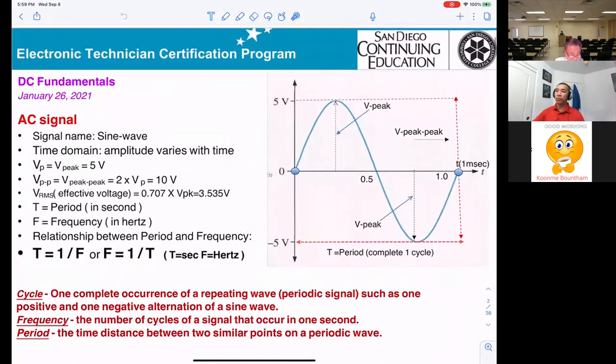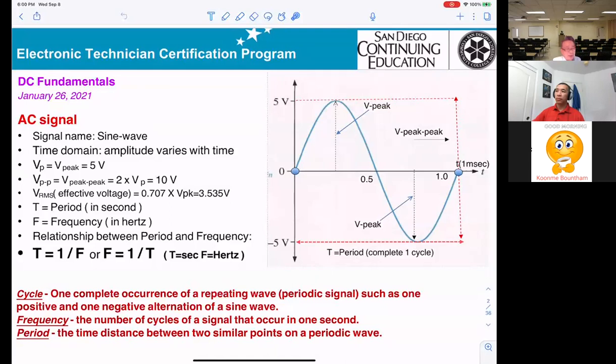There is not much to talk about DC at this time. I'm talking about AC, that's the one you will have to deal with. This signal we call a sine wave, and it varies with time here. That's what they call the time domain. That means the signal varies with time.